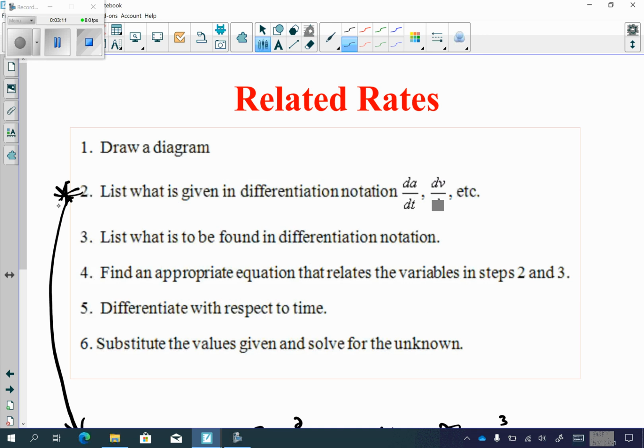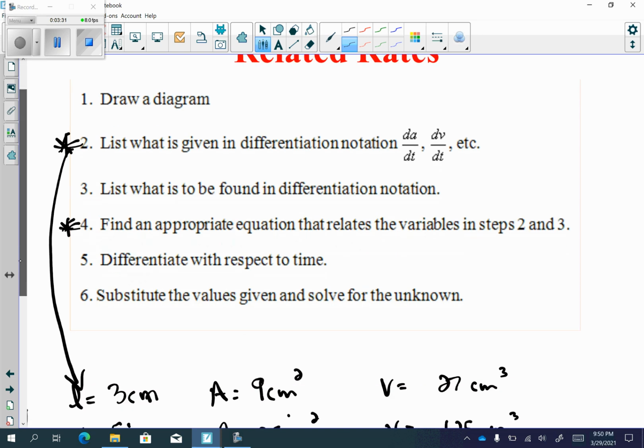And then list what's to be found, find an appropriate equation. This part's important too. That's not always obvious. Today it will be fairly obvious because we're going to be talking about the area of a circle, the area of a rectangle, the volume and area of a sphere or some specific geometric shape. Differentiate both sides with respect to time. That's what we learned how to do in the last lesson. And then we're just going to sub in our known values and solve for the unknown.